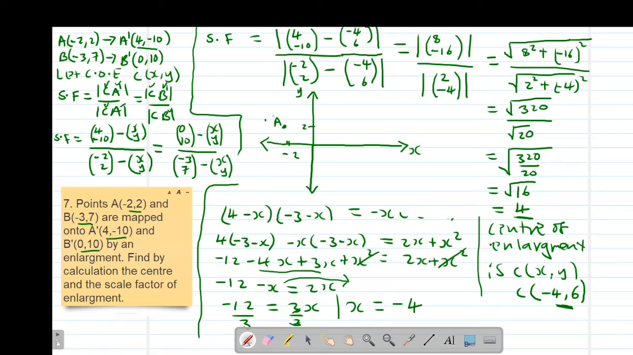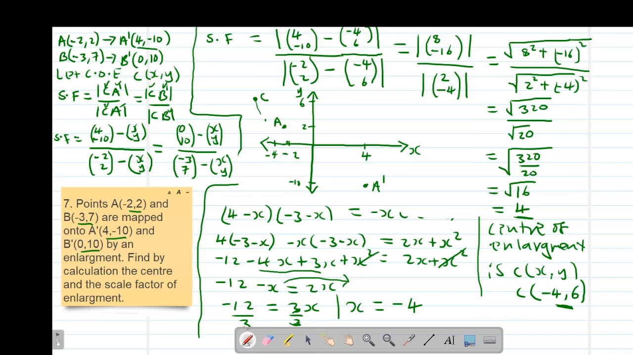So if this is point A, then A prime is 4, negative 10. So positive 4 could be somewhere here, and assuming our negative 10 is here, positive 4, negative 10 will be somewhere here. So this is our A prime. Then our center is negative 4, 6. So negative 4 could be somewhere here, and positive 6 is above 2. So negative 4, 6 will be somewhere here. So this is our center.